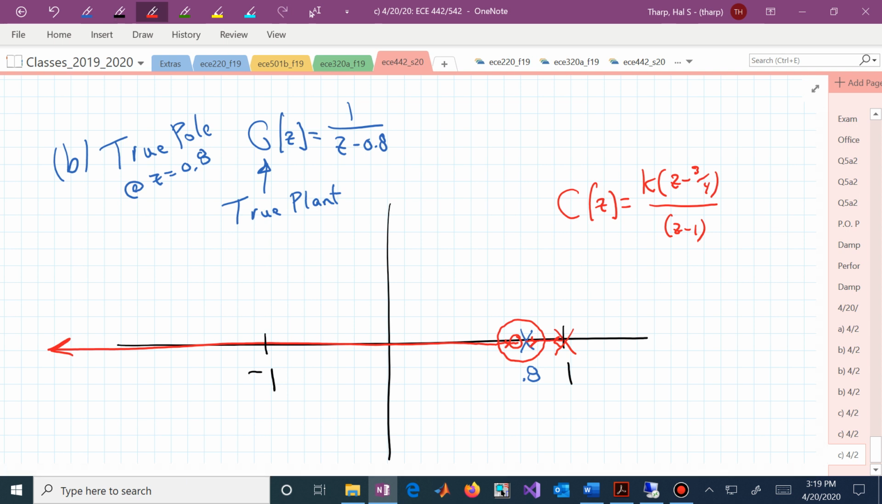And in fact, if we designed our controller based on a pole at 3/4, we probably now have a closed loop pole there. And where's our second closed loop pole? We know we have 2 because we started with 2 open loop poles.